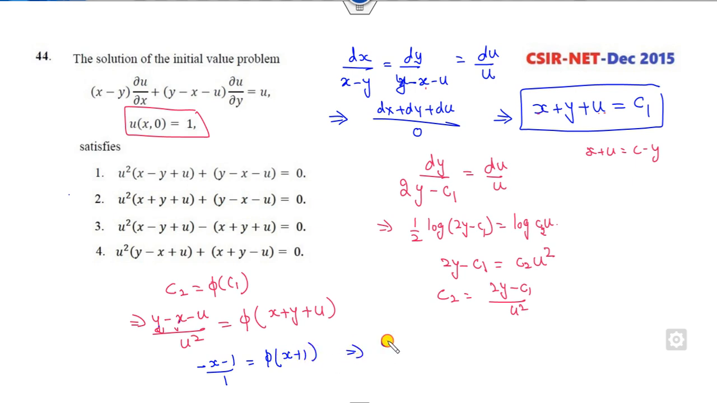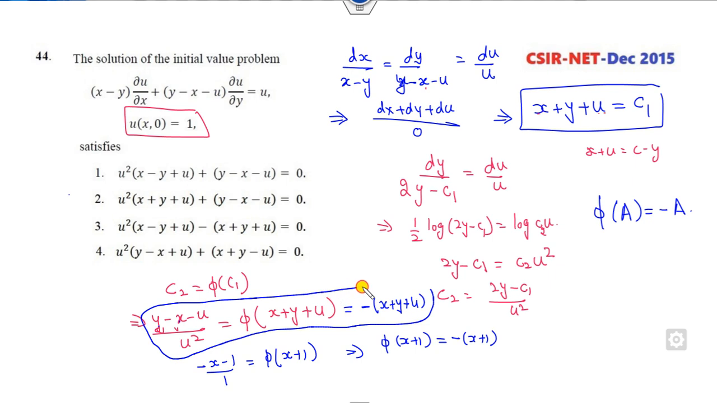So what is the meaning of that? Phi of x plus 1 is minus times x plus 1. Or you can say phi of a is minus of a. Fine. So I can write this number as minus. Now you can check your options.